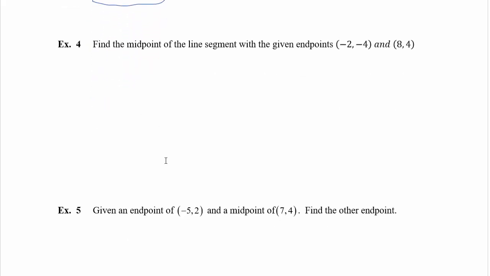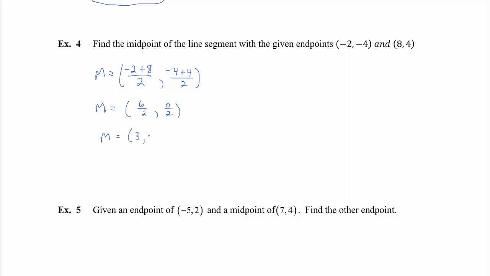How about example 4? Find the midpoint again. So our midpoint equals our first x, or -2, plus 8 divided by 2, comma, our first y, -4, plus 4 divided by 2. Let's simplify this out. The midpoint is going to equal -2 plus 8 is 6 over 2, and -4 plus 4 is 0 divided by 2. So the midpoint of these 2 points is 3, 0.